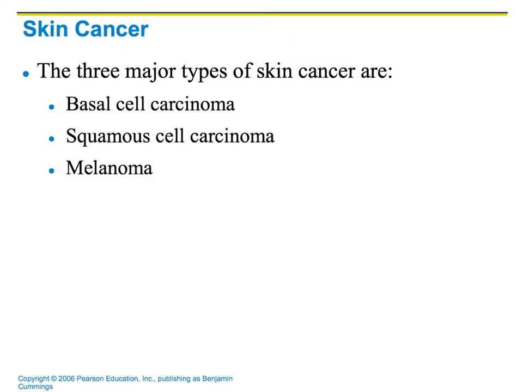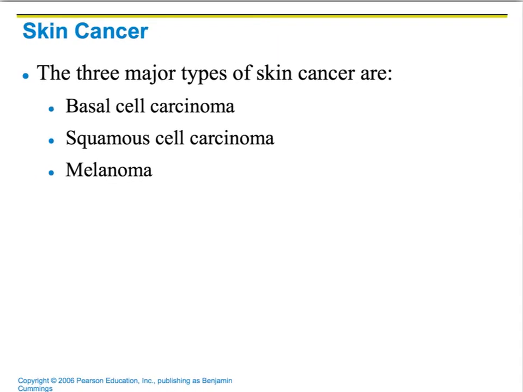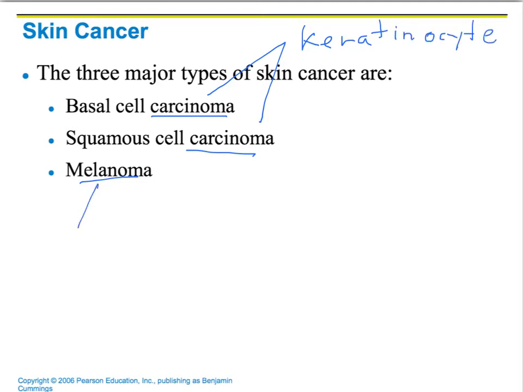This is a review of the second PowerPoint on skin cancer and burns. These are the three types of skin cancer you are responsible for knowing, the two carcinomas and the melanoma. These two are cancer in a keratinocyte cell, the main epidermal cell that produces keratin, and this would be cancer in a melanocyte.